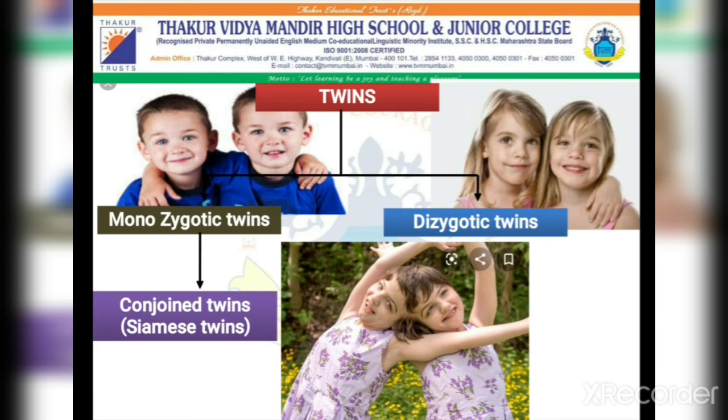Conjoined twins or Siamese twins are twins in which the separation has not been completed. So they are a category of monozygotic twins, where after the 8 days the separation has not been completed. As a result, some part of their body is joined with each other. It can be any part: head, hand, shoulders, body, any part can be joined with each other. So they are called conjoined twins.